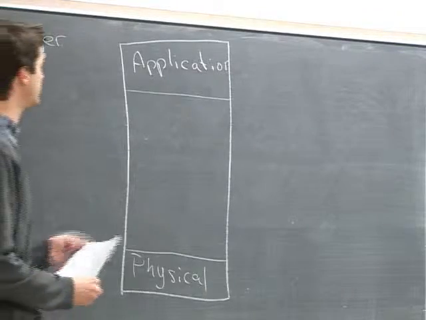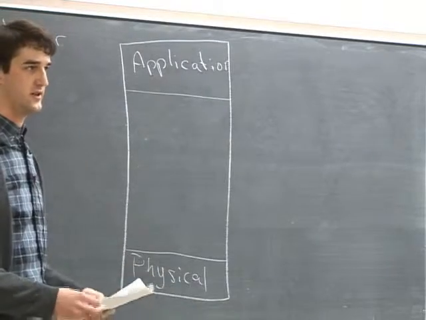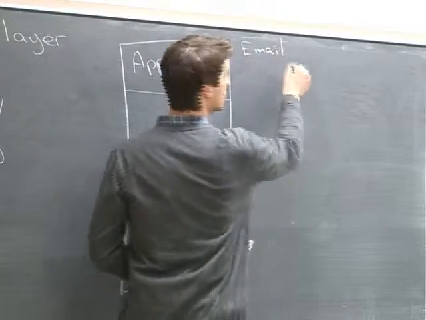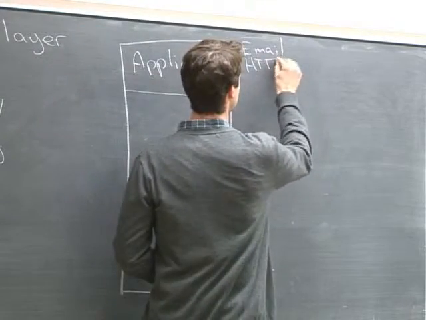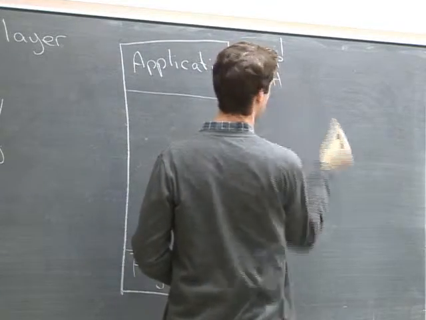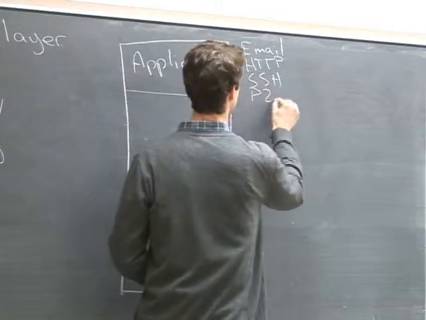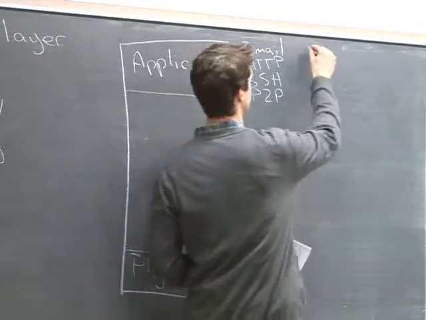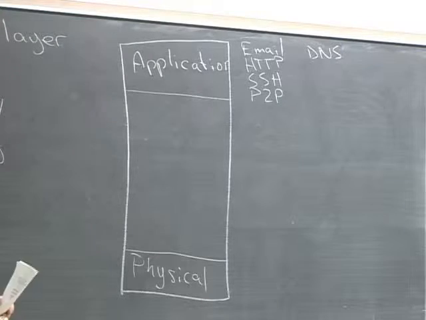Right? So can someone give me an example of an internet application? Okay. Email? Yeah, email. So we have email. What else? HTTP, heard. Did you have one? SSH. Anything else? One time we talked about peer-to-peer. And so on. And there's others like DNS as well, and there's many more as well.